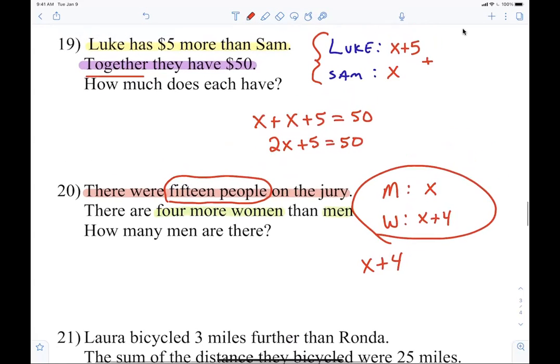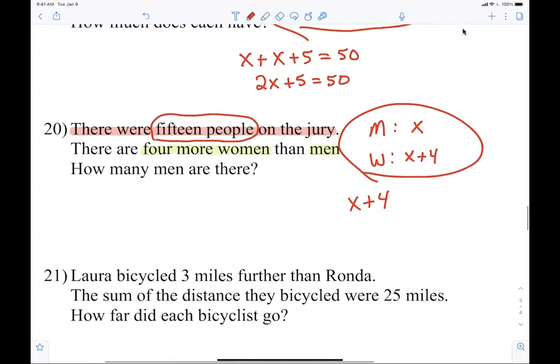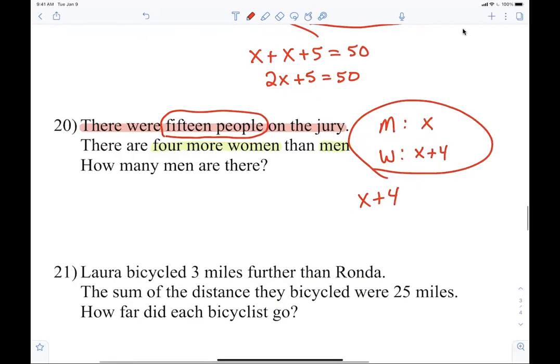So kind of like what we did up here. Together, they had $50. So what did I have to do to Luke and Sam? You do X plus 2X plus 4. Yes, right, so you're adding the men and the women together. So it'd be X plus X plus 4 equals how many, Eddie? 15. Beautiful. All right, so now go ahead. Tell me what X plus X is. 2X. Perfect.